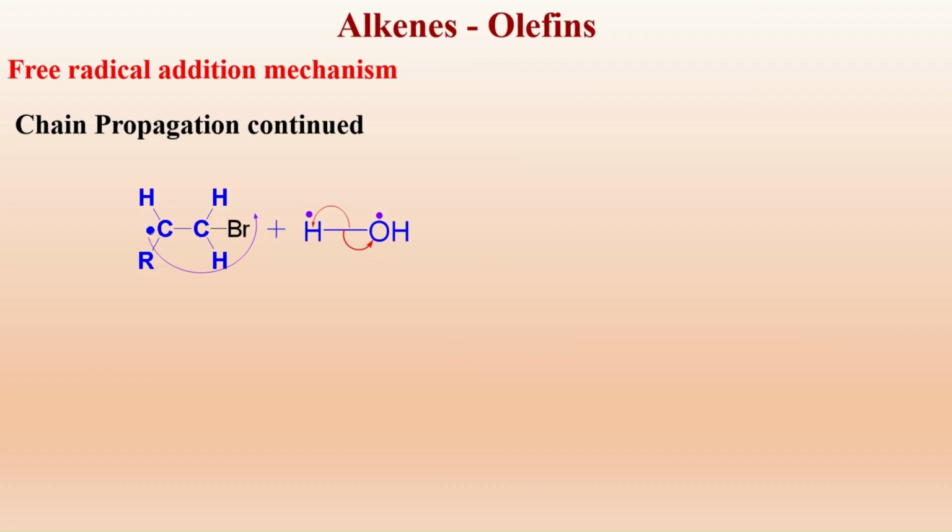This undergoes homolytic cleavage to give H radical and OH radical. H radical combines with this secondary free radical and it gives rise to hydrogen added to the more substituted carbon. That's why it follows anti-Markovnikov's rule, giving rise to OH radical.